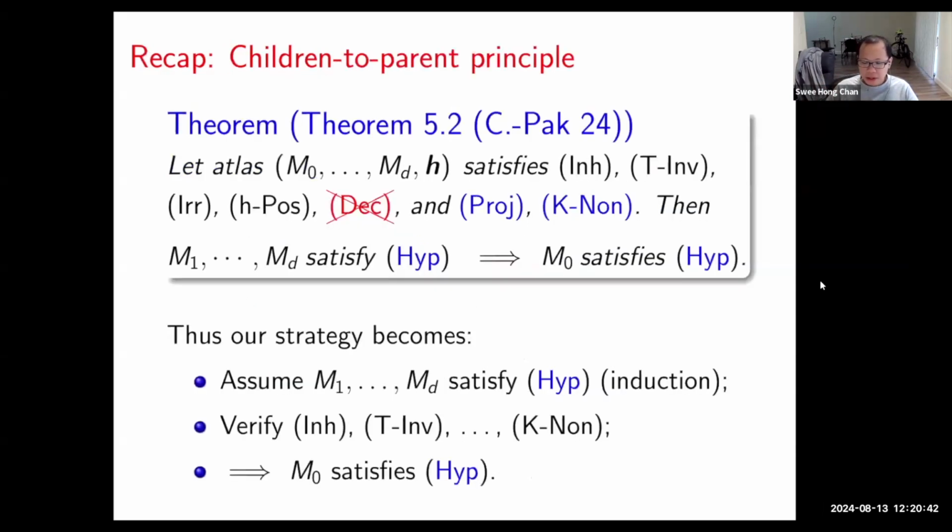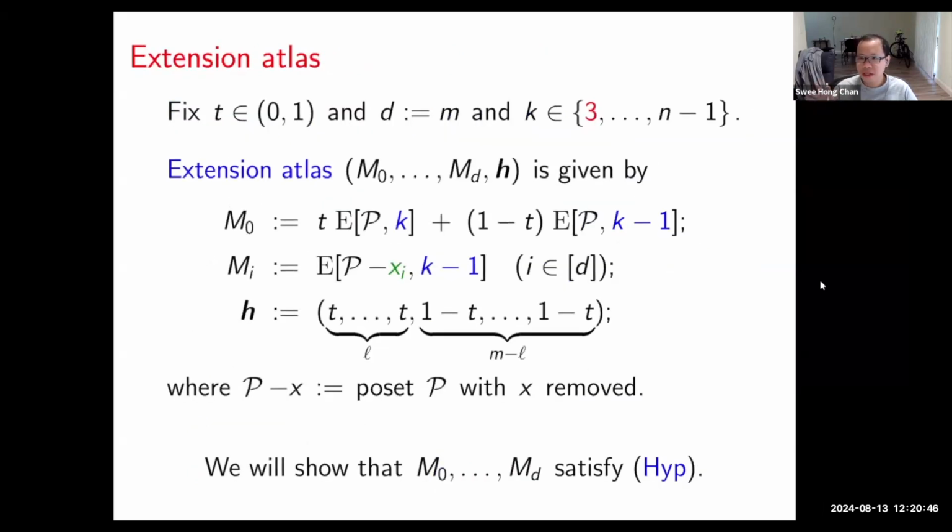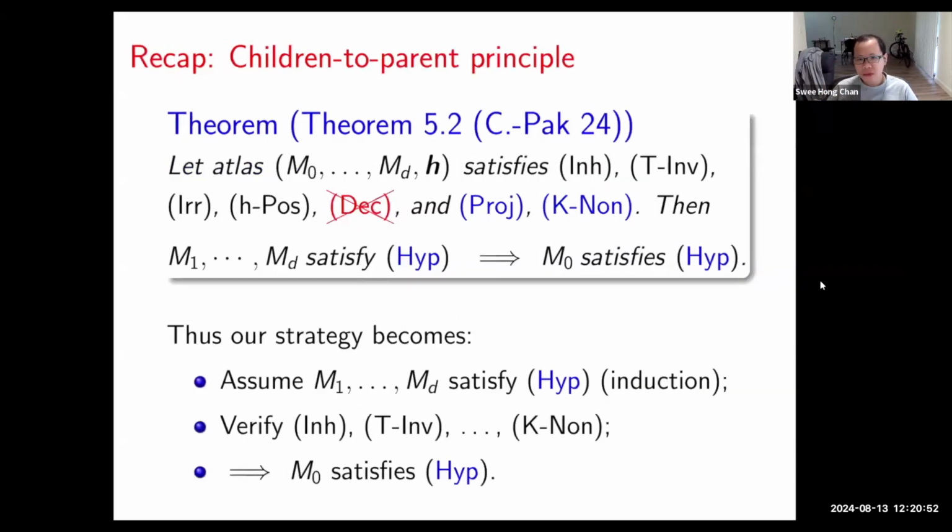Now, wait, sorry, maybe I go, any questions so far for the definition of the extension atlas? Everything good?